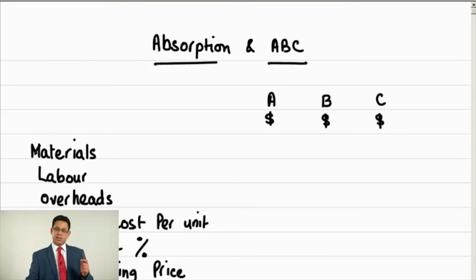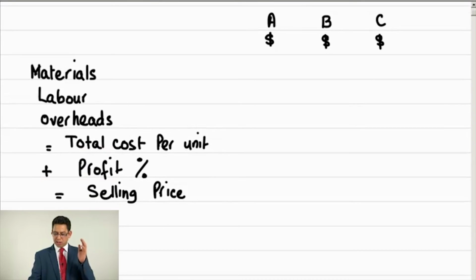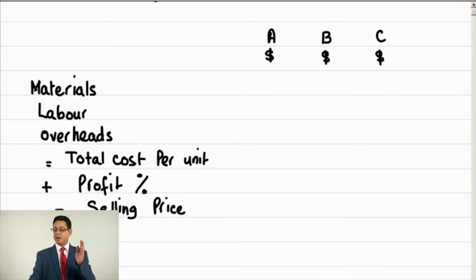Any question or scenario can come up, but your answer plans will not differ. And here is the answer plan for any absorption or ABC question. You may be given 2 to 3 products, with numbers in dollars, and we can present the cost of the 3 products under 3 components, because every product is made up of some materials, some labor, and some overheads.